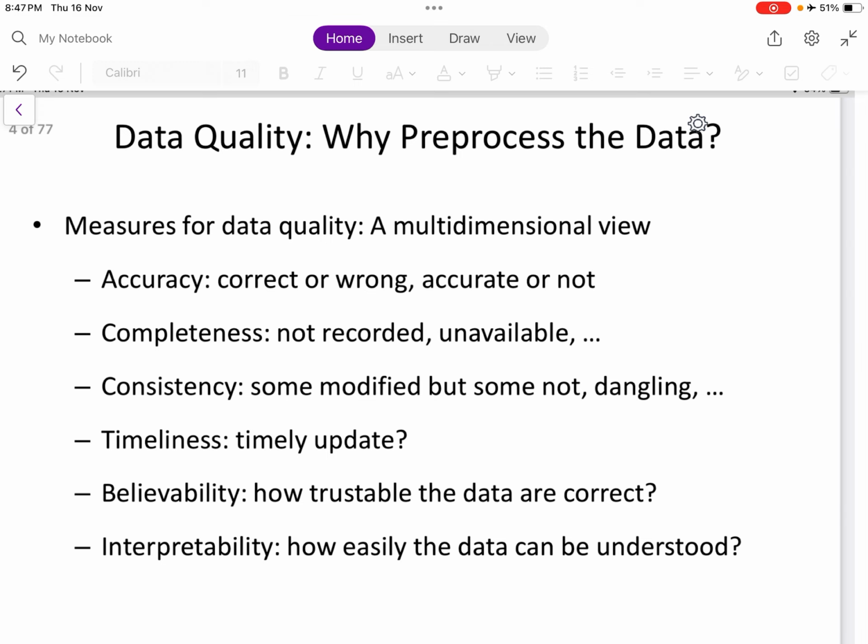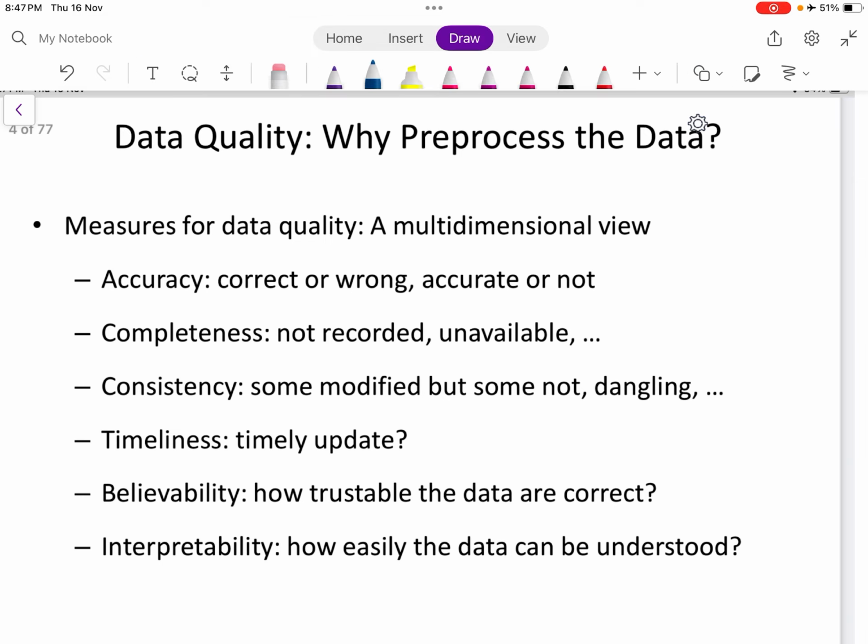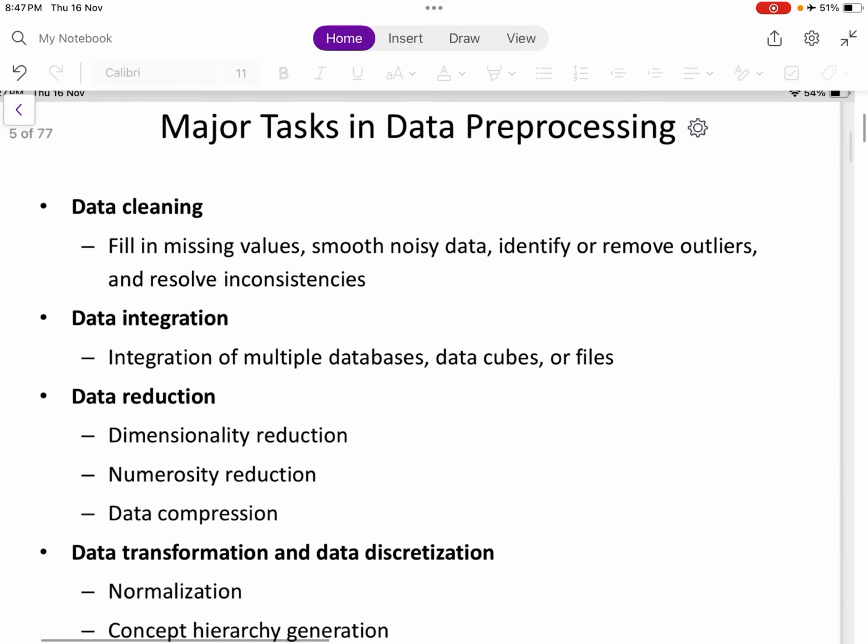Measures for data quality, a multi-dimensional view. Accuracy: correct or wrong, accurate or not, to check whether the data is accurate or not. Completeness: not recorded, unavailable. Consistency: some modified but some not, dangling. Timeliness: timely update. Believability: how trustable the data are, how correct. Interpretability: how easily the data can be understood.